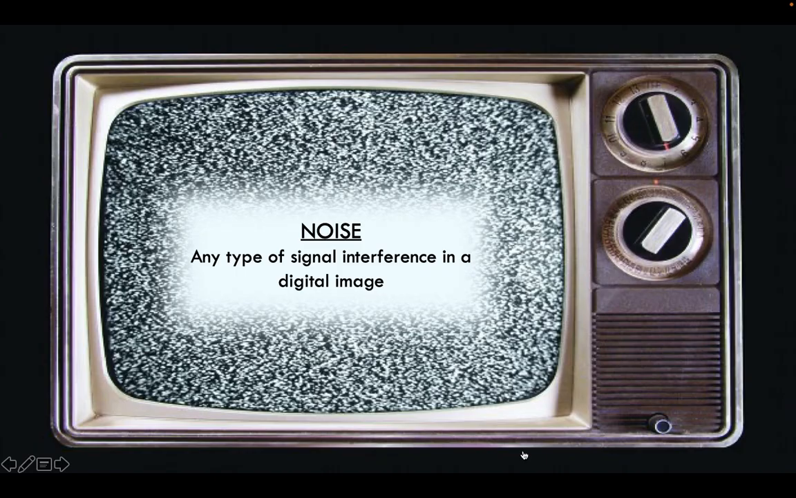And then just a reminder, noise is any type of signal interference in a digital image. Quantum mottle is referring to the actual amount of x-rays that reached my detector. If I don't have enough, I'm going to get quantum mottle. I'm going to see this old TV graininess on my image.